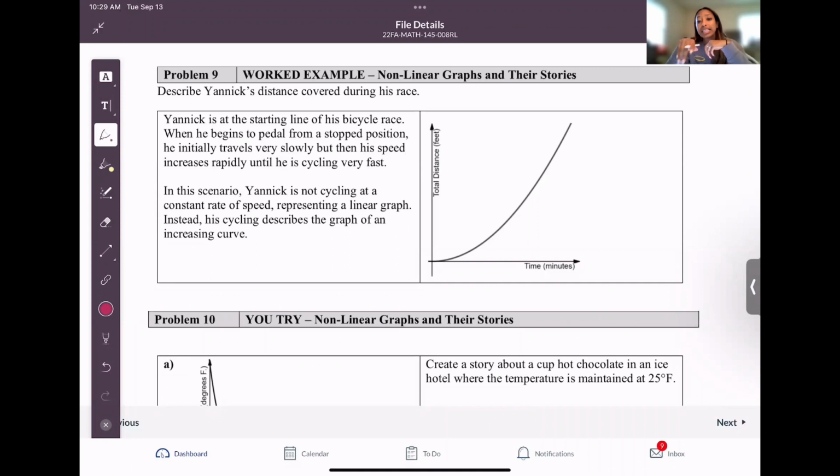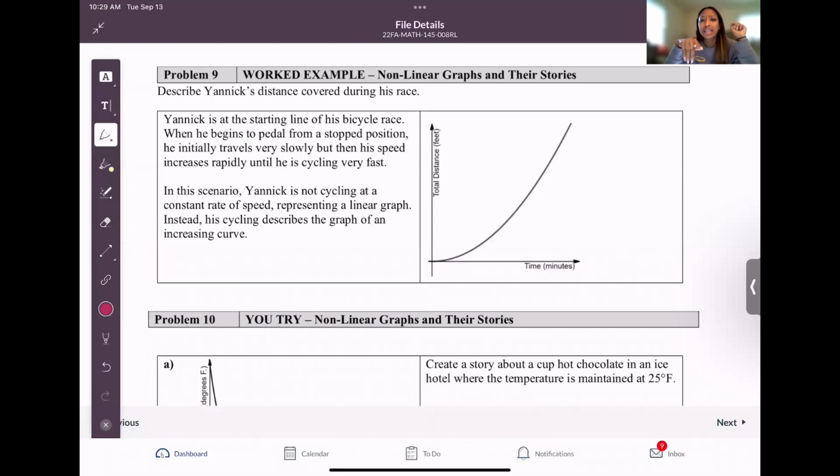So if we look at his time over distance, the distance that he travels every minute is not going to be the same because he's going faster and faster and faster. So in the second minute, he's traveling faster than he traveled in the first minute. That means the distance that he travels in the second minute is going to be more than the distance that he travels in the first minute.